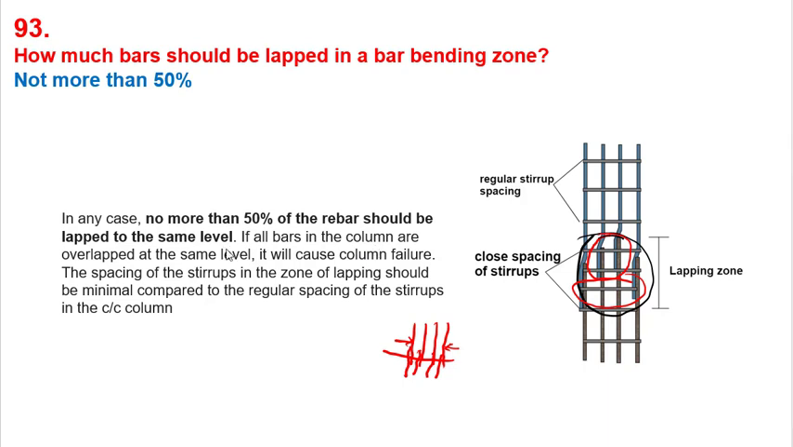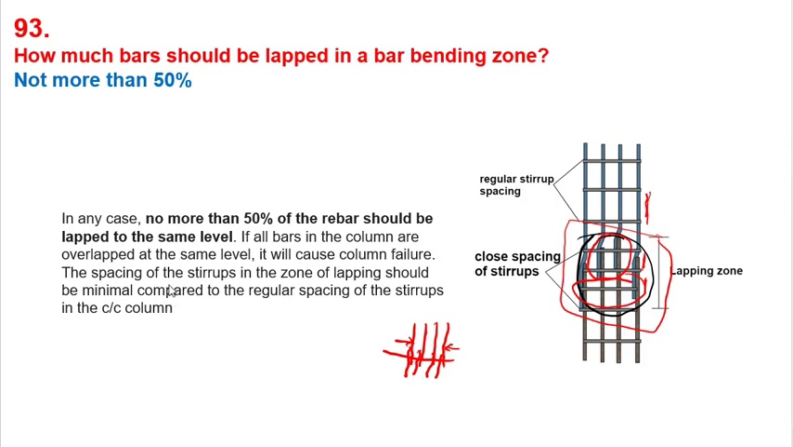If all bars in the columns are overlapped at the same level, what will happen? It will cause column failure. Got it? And another important point you need to note is that in the lapping zone, the spacing between the stirrups, or rings, should be minimal as compared to the regular spacing. As compared to the spacing between the stirrups elsewhere, the spacing in the lapping zone should be minimal. Got it?